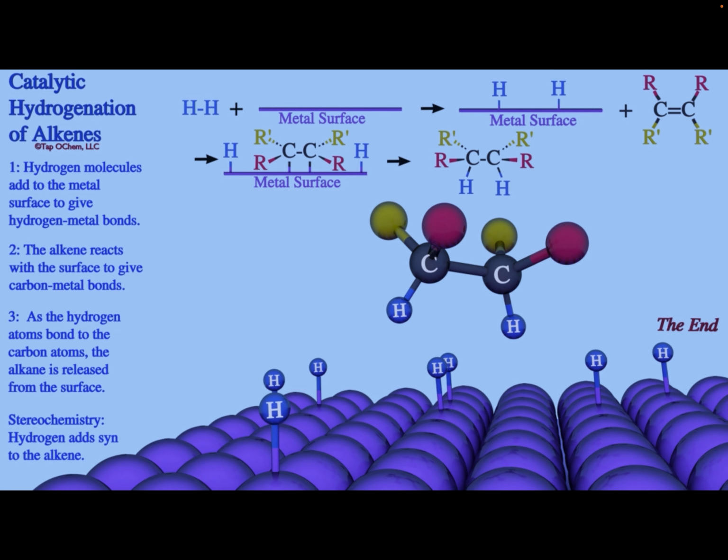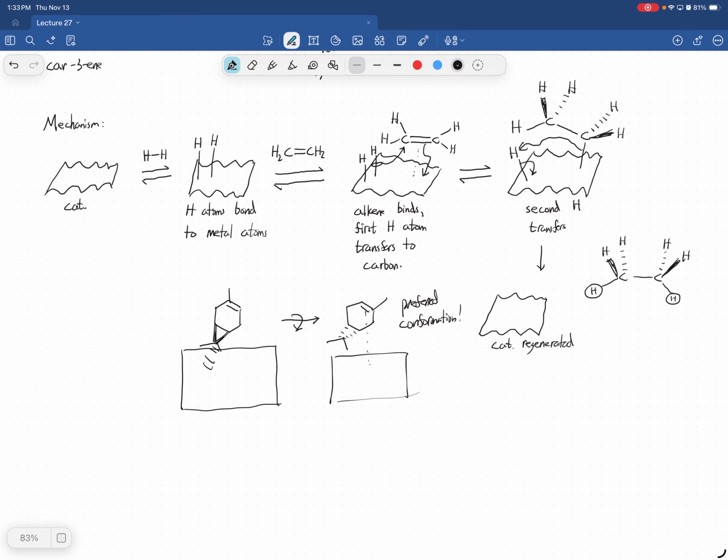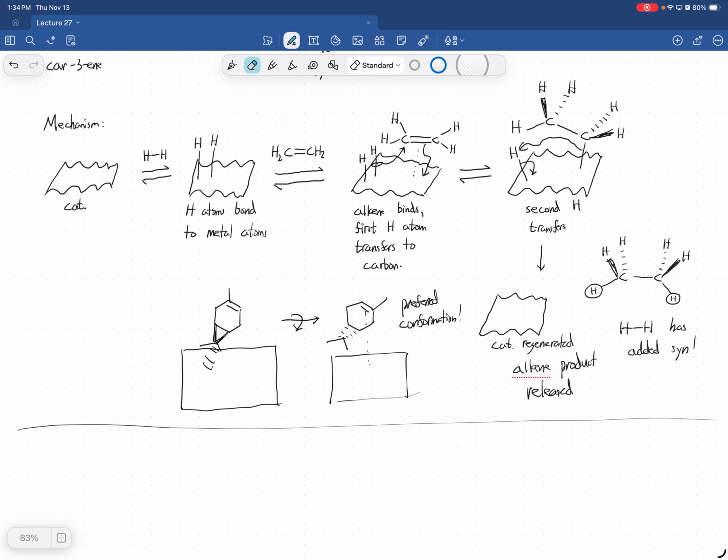All right, so let's go back to what we were doing here. So here's the notes. Alkene product release. Okay. So we can see here that the H's have added syn. All right, so that's our first start into alkenes, okay?